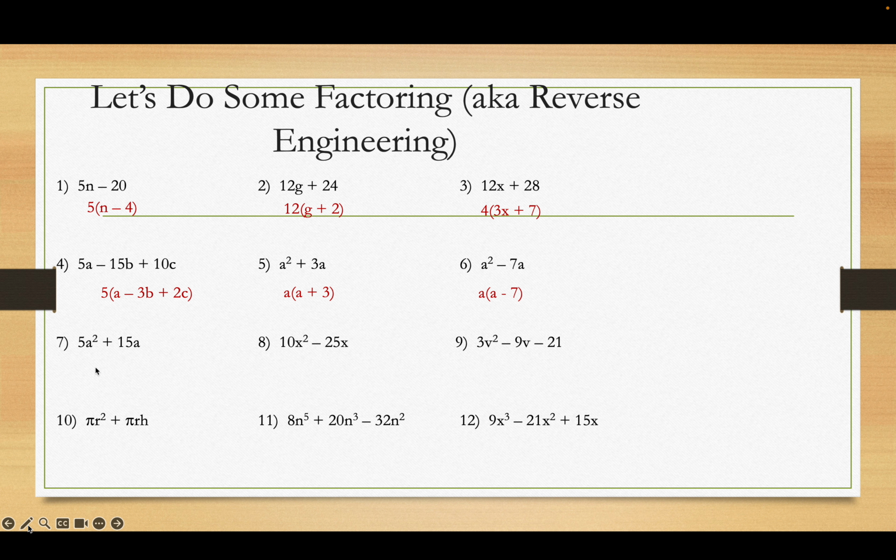Now, let's do number 7 together here. This is a new type. Not only do they share a 5 in common with the 5 and the 15, but they also share an a in common like we did in numbers 5 and 6. So for this one, we're going to factor out a 5a, and that leaves me with a plus 3. Check it out. 5a times a is 5a squared. 5a times 3 is 15a. Remember, it's the smallest exponent that they always share in common. So it's a to the first, not a to the second. Okay, you try number 8.